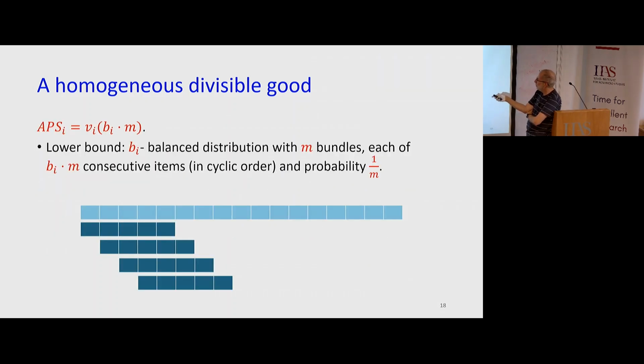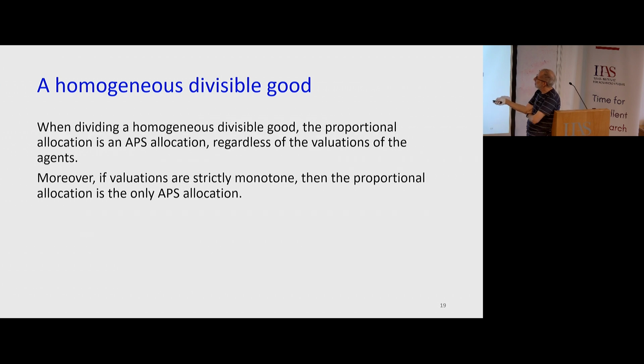So here's the distribution. Let's say your pi times n is 5, maybe n and pi have this relation. So I can arrange the items, let's say these are all the items. I can partition them into n bundles, each with 5 consecutive items, give each bundle probability 1 over n, and then it's a pi-balanced distribution, and I must get at least one of these bundles in terms of value, so I get a value of pi times n. So the situation is when dividing a homogeneous divisible good, the proportional allocation is an APS allocation.